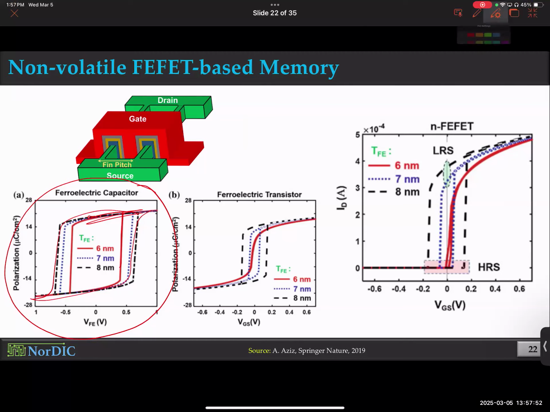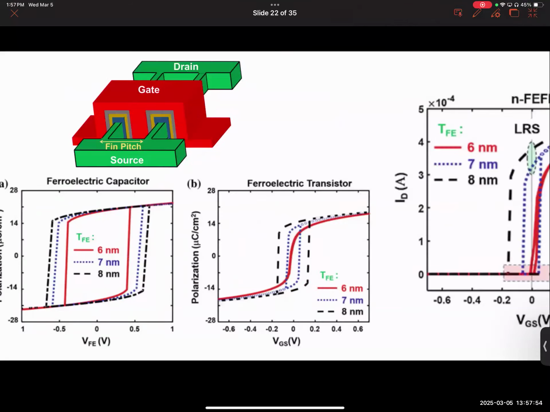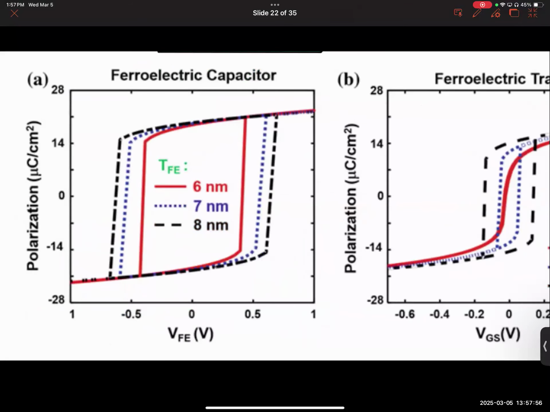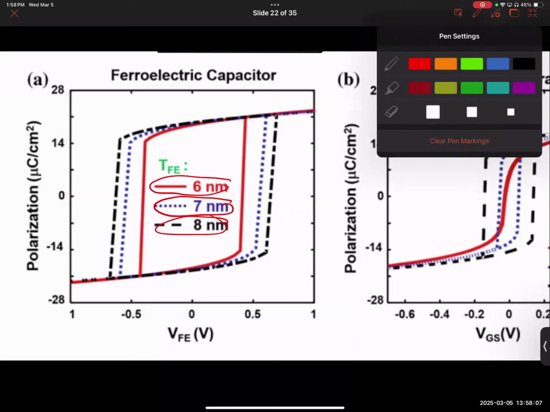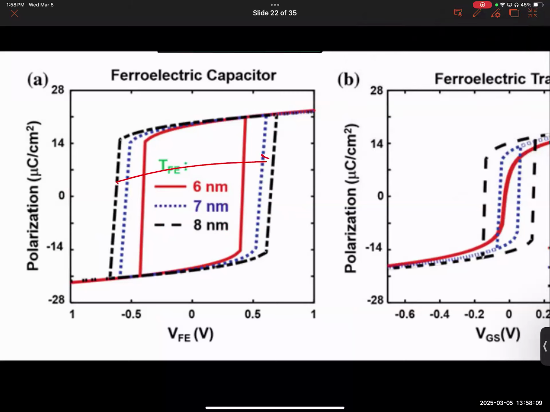Why do we have so many curves? Let's zoom in and see the legend. This is taken from a reference, so it's a little bit blurred, but I hope you can still see it. Notice what changes here. The thickness of the ferroelectric, right? As you make the ferroelectric thicker, the polarization hysteresis becomes wider. You see that? Okay, all right.